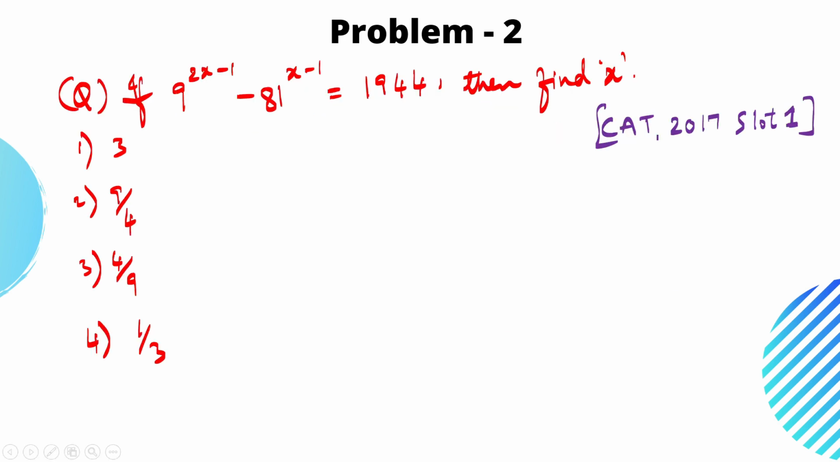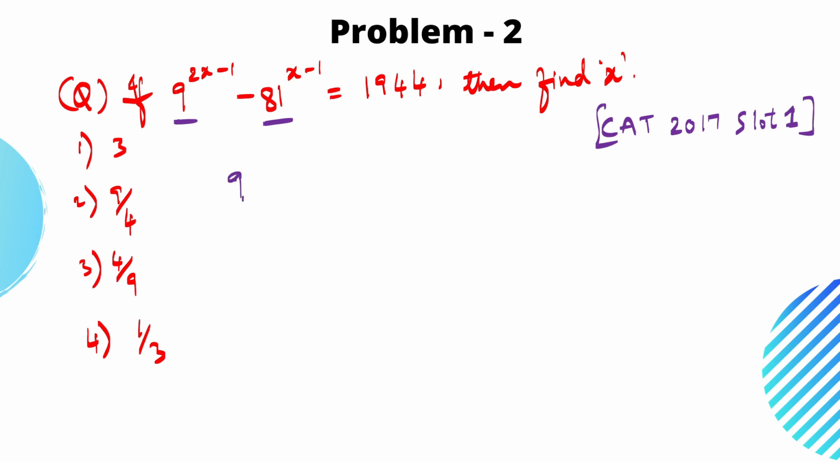So let us solve this. If 9 power 2x minus 1 minus 81 to the power x minus 1 is equal to 1944, then find the value of x. This appeared in CAT 2017 slot 1. So it's a simple problem. Here just observe the bases. Here it is 9, here 81. So we can make 81 as 9. We can represent 81 as a base of 9.